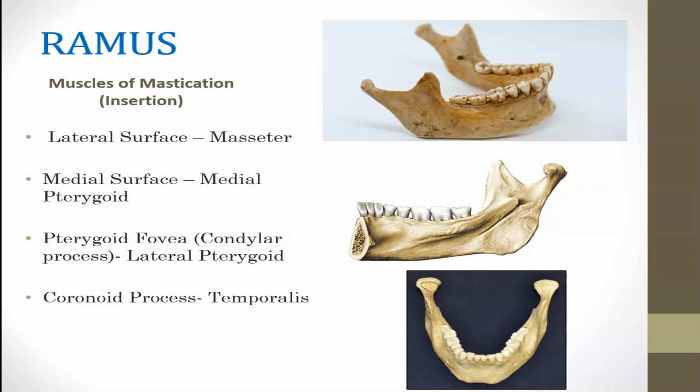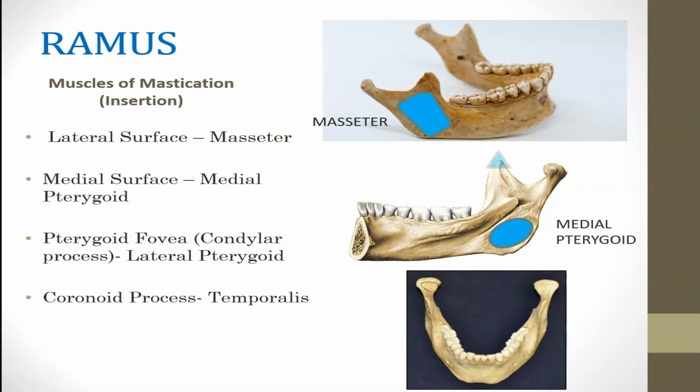So in the ramus, it has lateral surface and medial surface and 2 processes. In these 4 areas, these 4 muscles get inserted. We'll see one by one. On the lateral surface, the masseter muscle gets inserted. On the medial surface, just below the mylohyoid groove, the medial pterygoid muscle gets inserted.